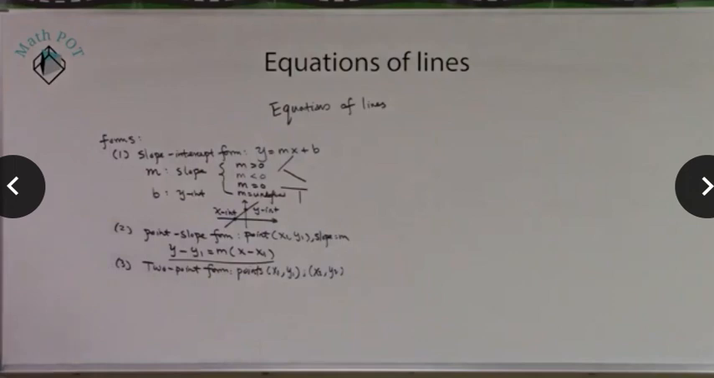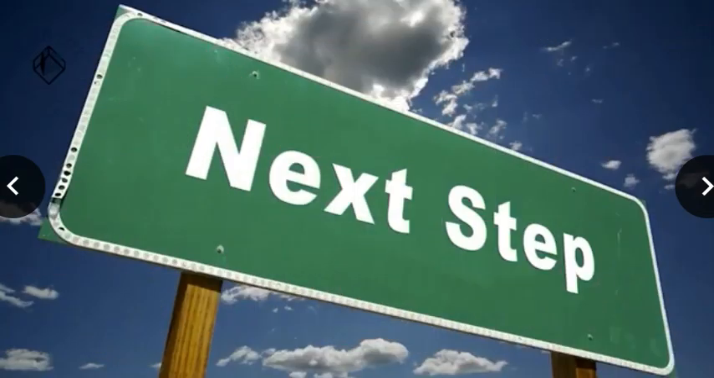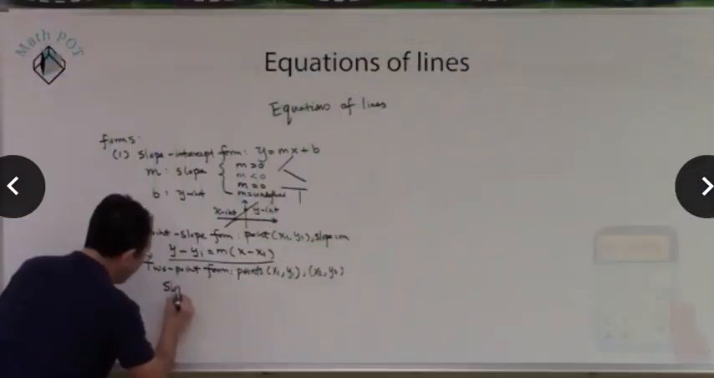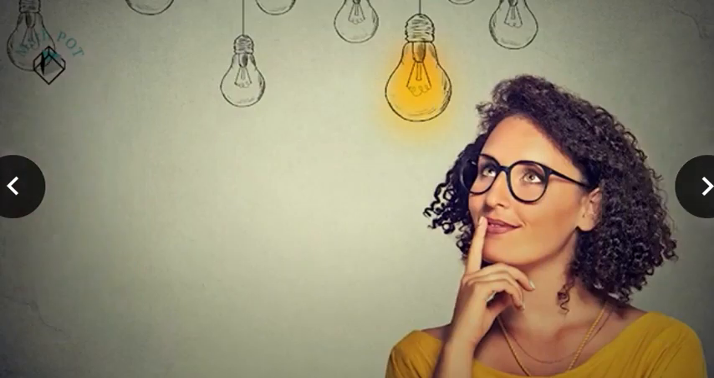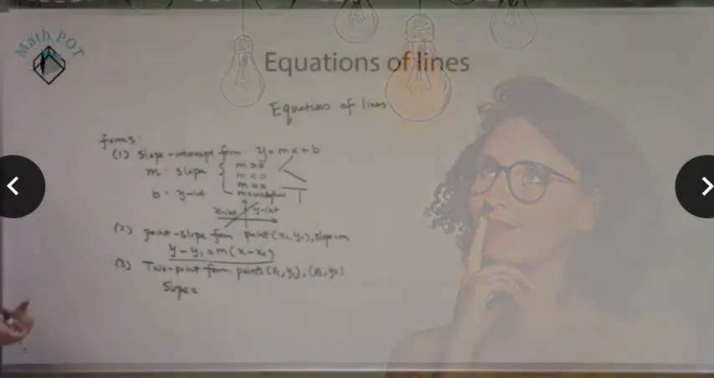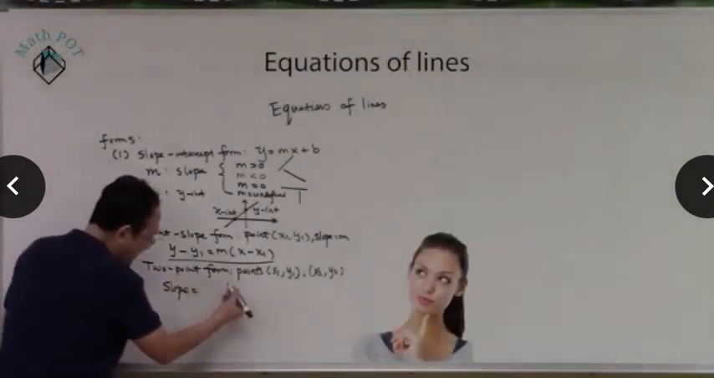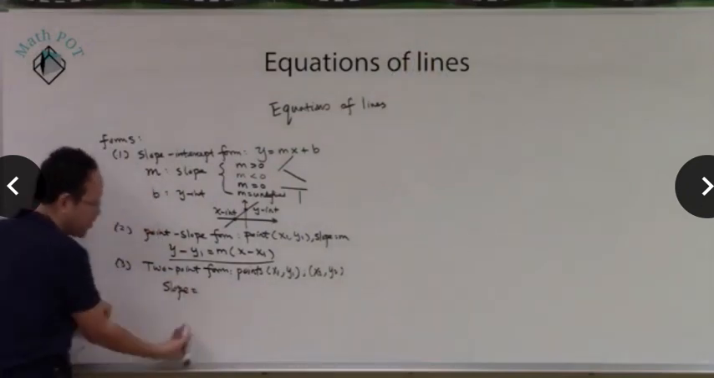So in the future, whenever you see 2 points passing through, definitely the next step is to quickly calculate the slope, based on those 2 points. So remember, slope is the change of y over the change of x.